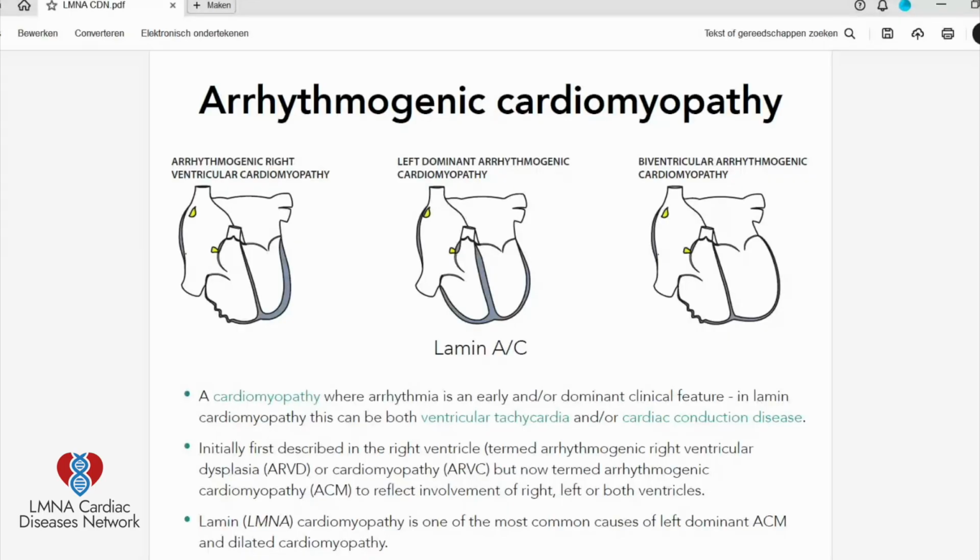But there's an increasing move now in the world of inherited cardiac disorders to really think of this on a gene-specific basis. So we would now think of this very much as LMNA cardiomyopathy.